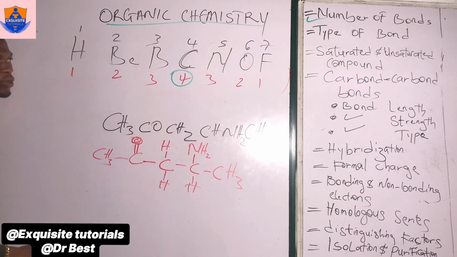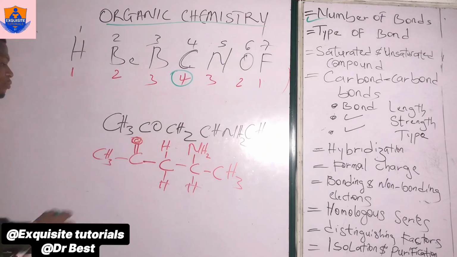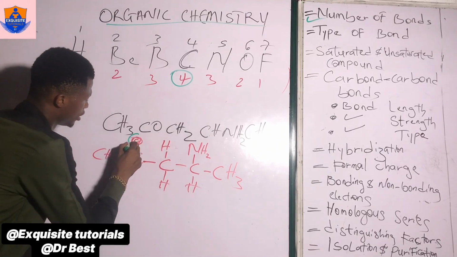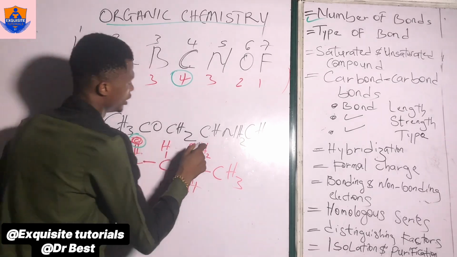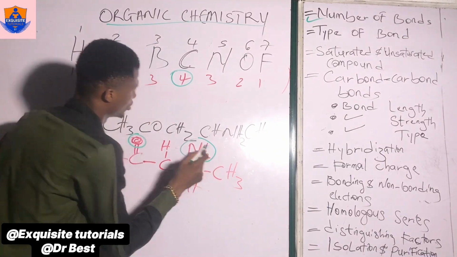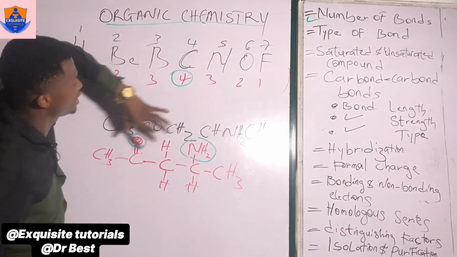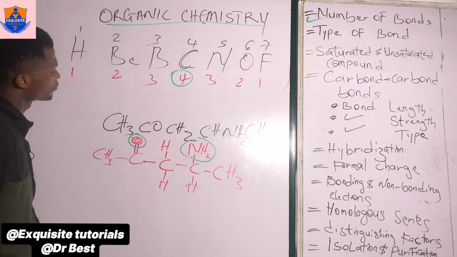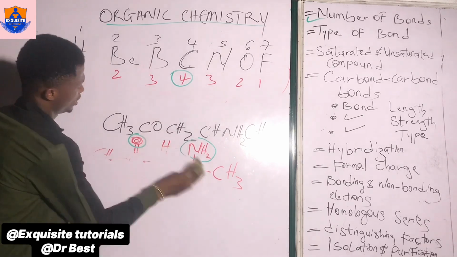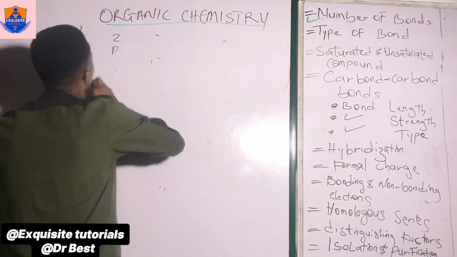Remember, we have not gotten to, what do we call it, the groups that are formed. This is a carboxyl group, and this is an amino group. We call this a primary amine, but when we go there, we are going to explain this. But I know with this, I've been able to understand the concept of number of bonds. Now we're going to look at types of bond, the type of bond in an organic compound.